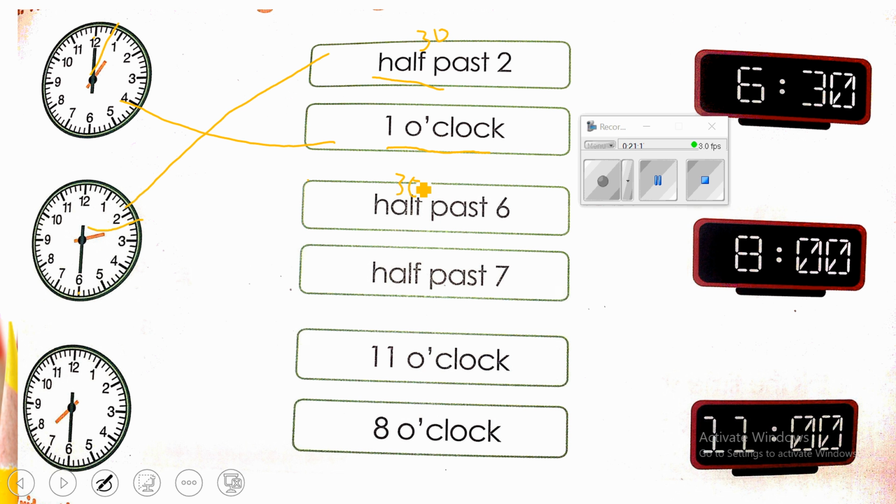Half past 6. This is half past, yes, but let's take the hour hand. No, it's after 7. I need half past 6. 6:30. This one. Half past 7. Yes, I found it. 11 o'clock. O'clock means 0. 8 o'clock. O'clock means 0. Perfect. Let's see the next.